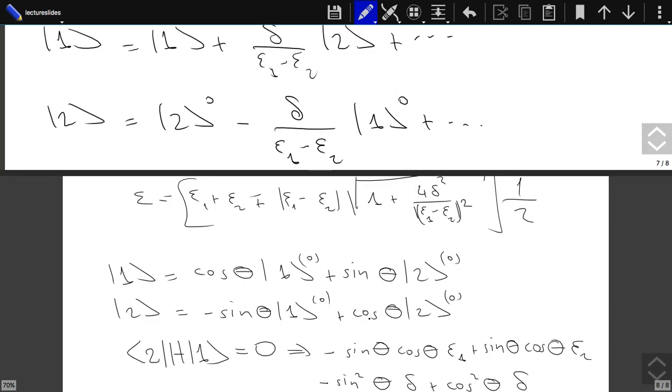So here, there won't be any correction to 1,0. All the corrections will be proportional to the 2,0 state. No correction will be proportional to the 1,0 because that's the boundary condition we are imposing on the corrections. But here we do get corrections proportional to the zeroth order state. Okay, that is homework for you.